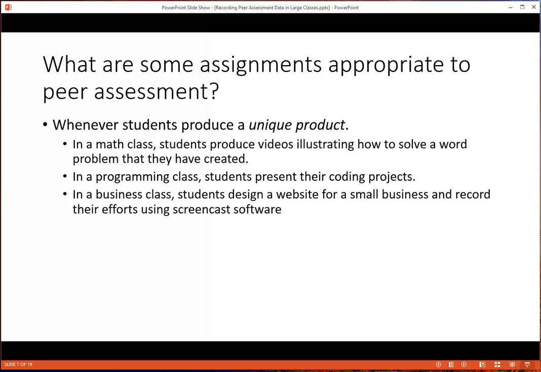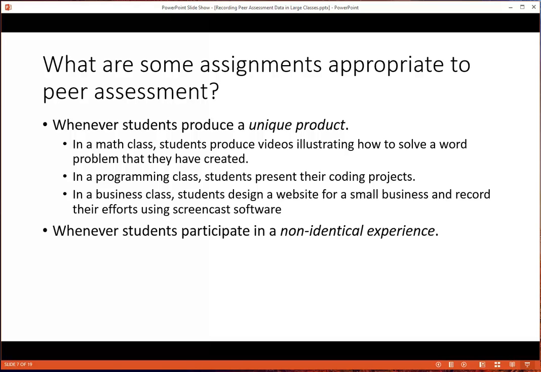But the whole idea here is that each student's doing something a little different, but the latent trait below that, this idea of a website appropriate for a small business and website design and presentation skills using screencast software, is the same for all students. So each student has a different product, but we have one rubric that we can distribute to all of them. That's kind of the ideal situation. That's what you're going to want to be looking for or trying to set up in your classes.